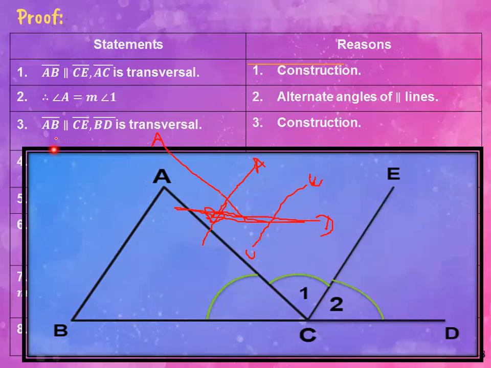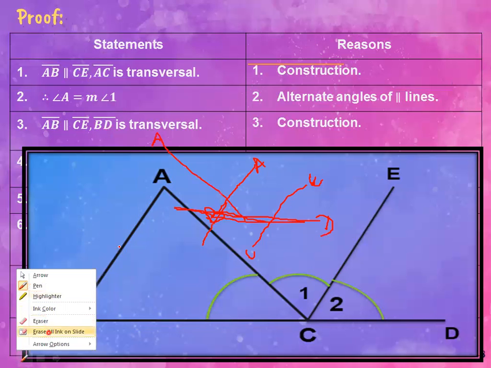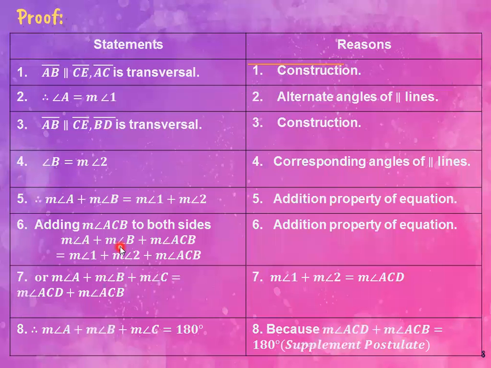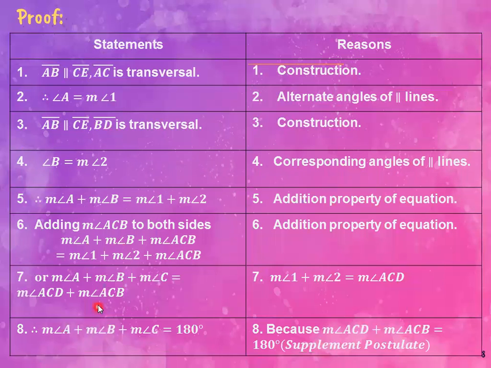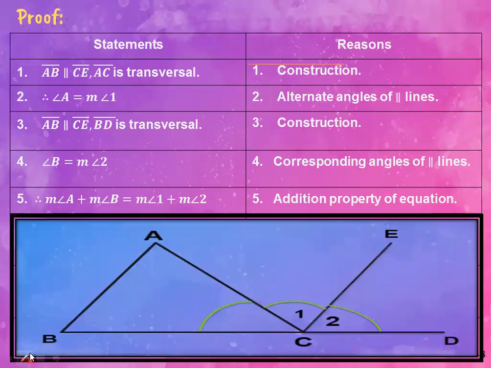Now, if AB is parallel to CE, BD is the transversal. Understand? Now listen to this one. If AB is parallel to CE and BD is the transversal, then angle B will be equal to the measure of angle 2. Now which is your angle B? This one. This is your angle B.